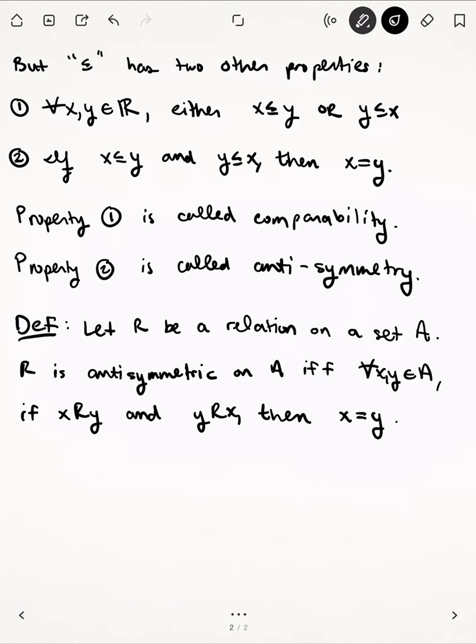Okay, so when you're trying to prove that a relation is anti-symmetric, you're allowed to assume that two elements x, y are related to each other. X is related to y, and y is related to x. And then you have to prove that x is equal to y based on those two assumptions. Okay, and so we can see some examples on this.